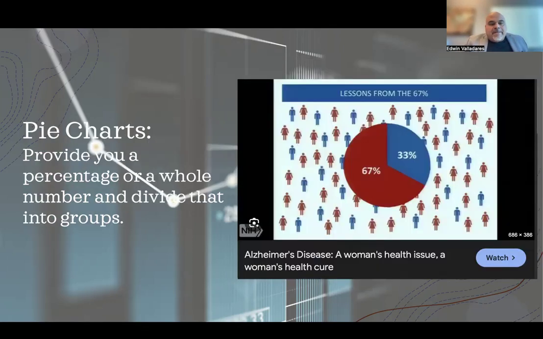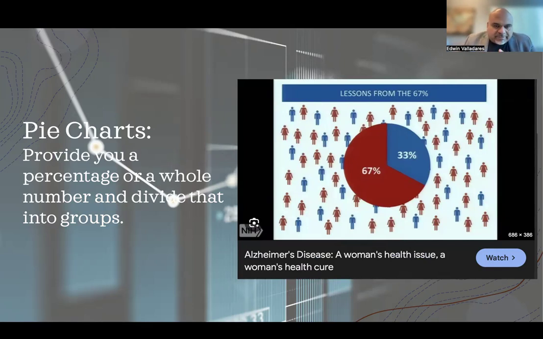Okay. So you can see that here we're looking at a graph across time. A pie chart's a little different. It's going to tell us a little more information within a group of people. In this case, we're looking at the title. It says Alzheimer's disease, a woman's health issue, a woman's health cure. And it's from the National Institute of Health, as you can see there on the lower left corner. So it says lessons from the 67%.